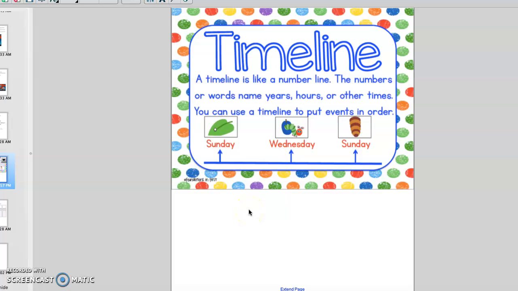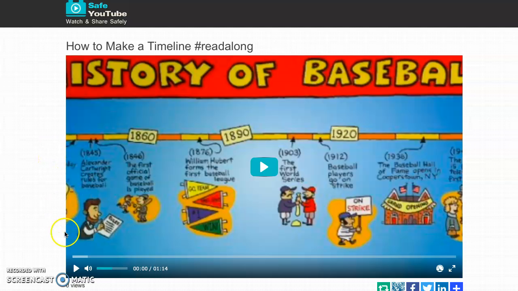So what is a timeline? A timeline is kind of like a number line. The numbers or words name years, hours, or other times. You can use a timeline to put events in order. And that's what we're going to start to learn how to do in our own writing. Okay, let's take a look at our video.